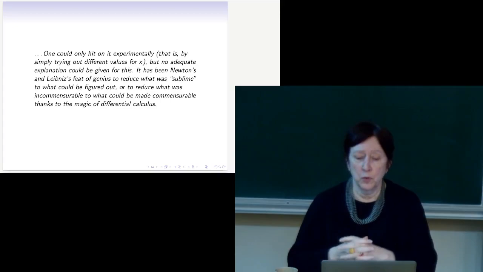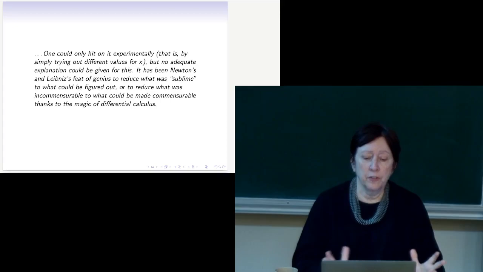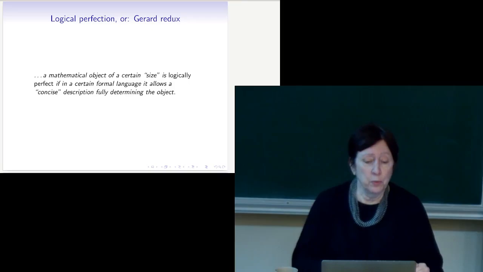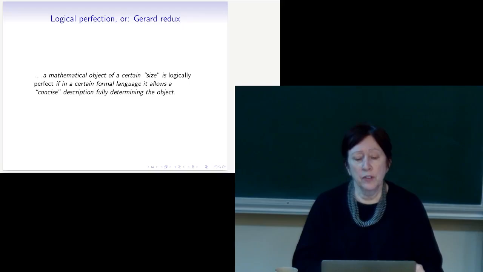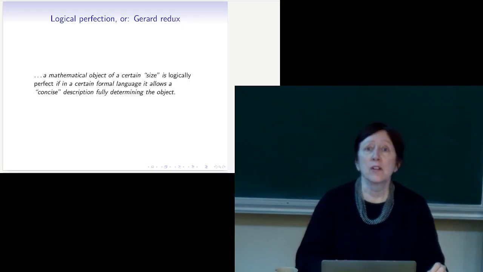So classifiability is organizing principles, a kind of scaffolding for first order theories. Here is the next slide. Here's Boris, Cruz, and Villaveses: a mathematical object of a certain size is logically perfect if in a certain formal language it allows a concise description fully determining the object. So this will maybe remind you of Girard, right?